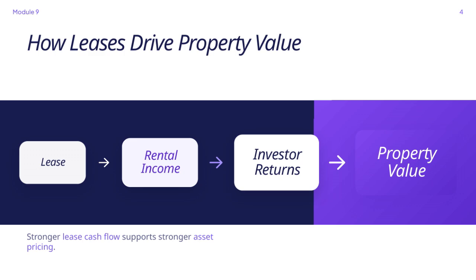On this slide, we're looking at how leases directly influence property value. The key connection here is rental income. A strong lease ensures steady, reliable rental income, which is crucial for investors because it drives their returns. When leases generate consistent cash flow, it boosts the overall value of the property. Simply put, the better the lease terms and cash flow, the higher the property's market value. This relationship is fundamental for understanding real estate investment and asset pricing.